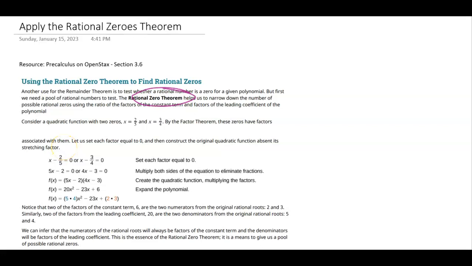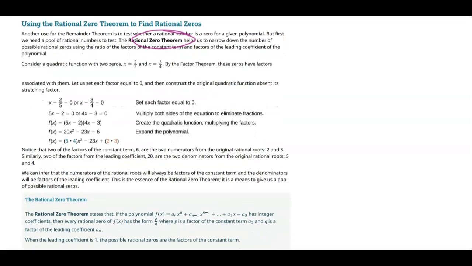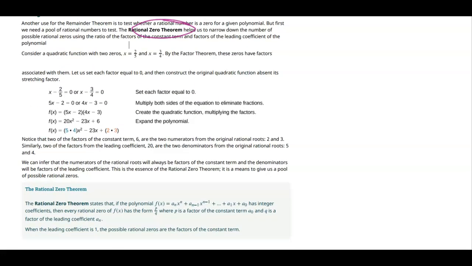If you want to pause the video and read through it, there's an example here of why this rational zero theorem works. However, I want to skip down more into what we need to look at. All right, so the rational zero theorem says that you need to find all of the factors of, notice here it says a naught and a sub n, so your constant term at the very end, your y-intercept, if you will, and your leading coefficient.